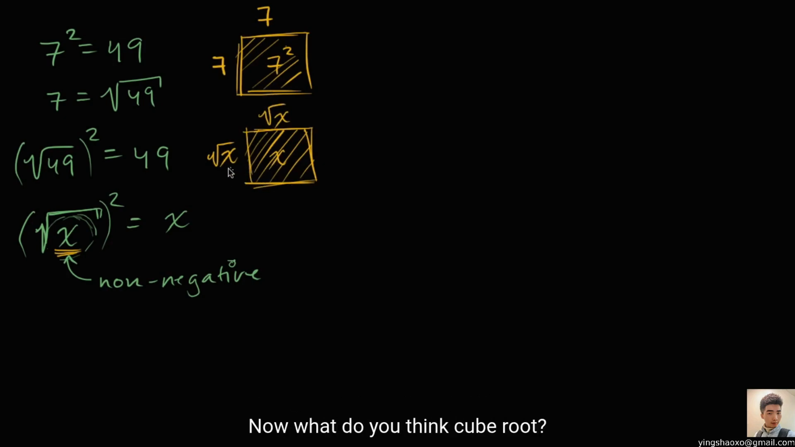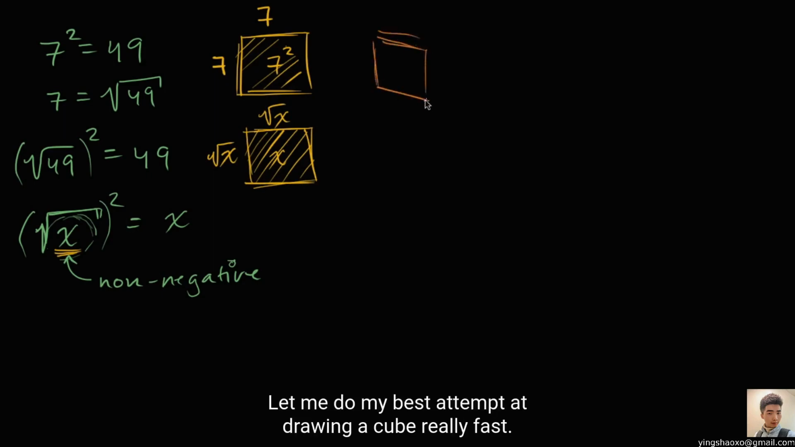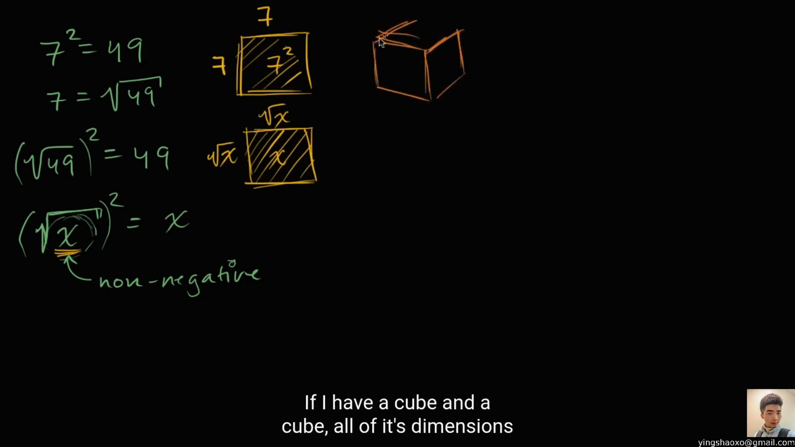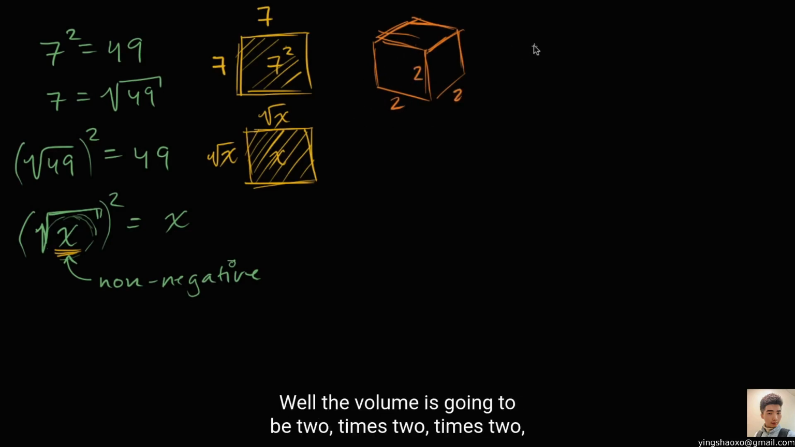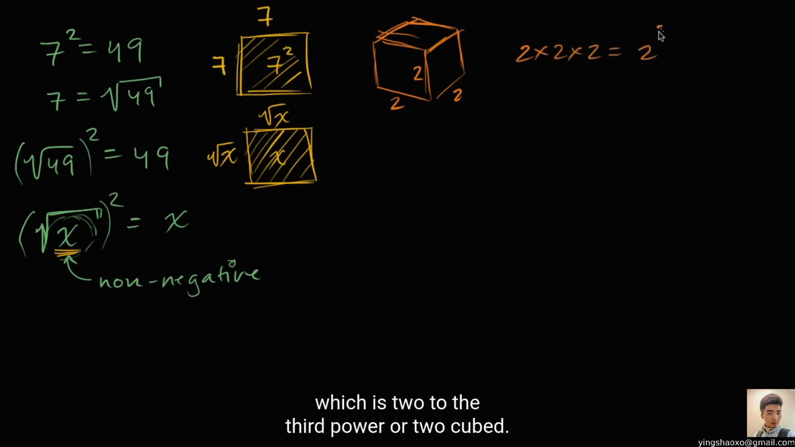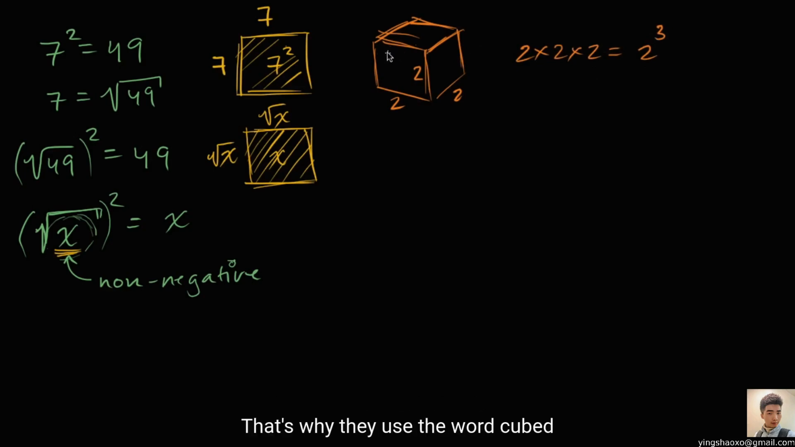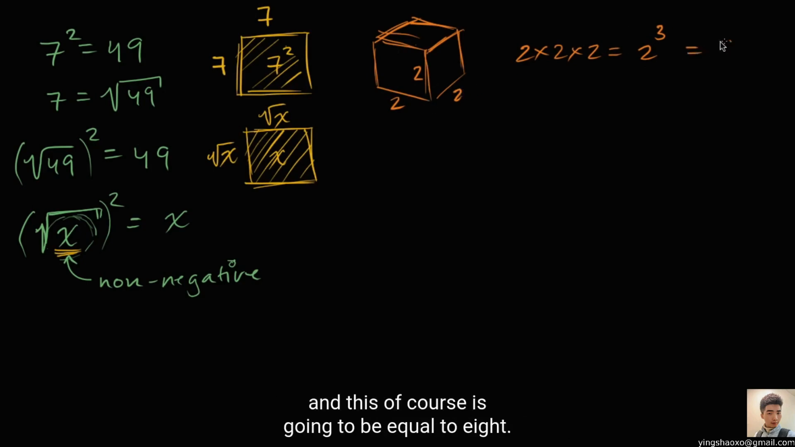Now, what do you think cube root? Well, same idea. If I have a cube, let me do my best attempt at drawing a cube really fast. In a cube, all of its dimensions have the same length, so this is a 2 by 2 by 2 cube. What's the volume over here? Well, the volume is going to be 2 times 2 times 2, which is 2 to the third power, or 2 cubed. That's why they use the word cubed, because this would be the volume of a cube where each of its sides have length 2, and this, of course, is going to be equal to 8.